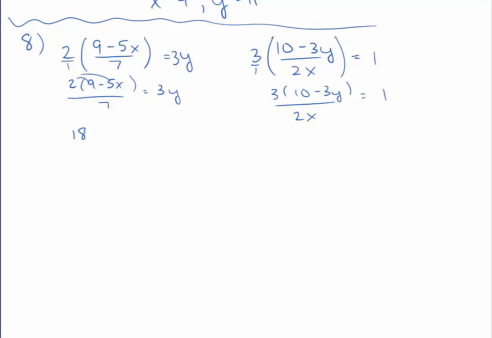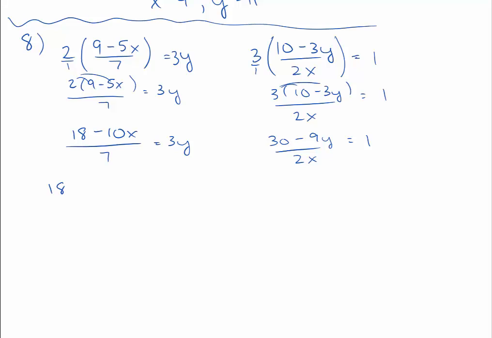still. Over 7 equals 3y. And I am jumping back and forth between the two equations, so I apologize if that's unsettling to you. But I'm going to distribute this 3 into that parentheses, so I get 30 minus 3 times 3y, so that's minus 9y over 2x equals 1. And I'm going to multiply each side by the denominator to get rid of the fraction.